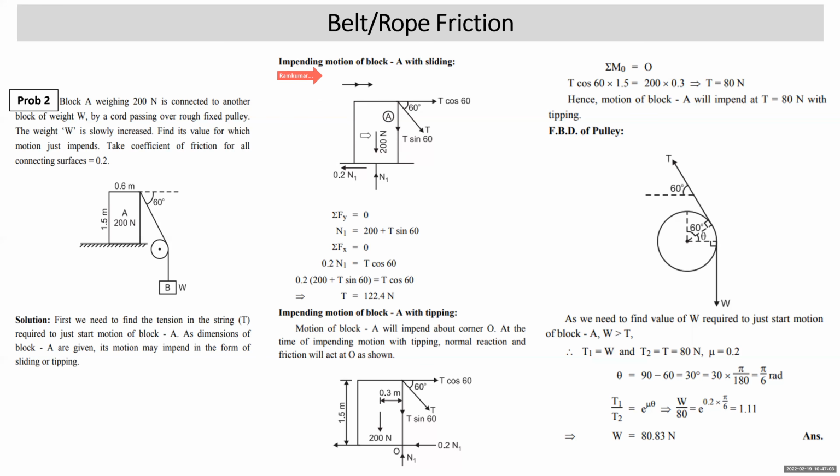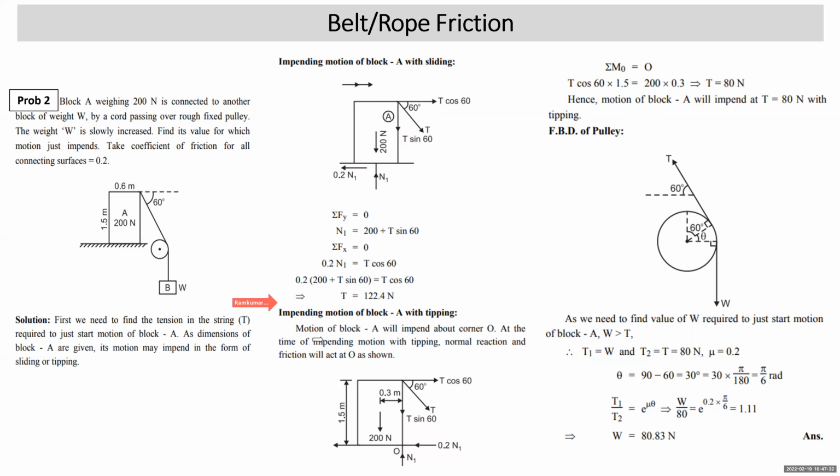Weight will be vertically down. Normal reaction vertically up. Impending motion is towards right. Friction is to the left. Tension T is resolved: T cos 60, T sin 60. Now we simply apply sigma Fy is equal to 0. N1 is equal to 200 plus T sin 60. Sigma Fx is equal to 0. T cos 60 is equal to 0.2 N1. Solving these two equations, substituting the value of N1 from here, you get the value of T, which is 122.4 Newton.